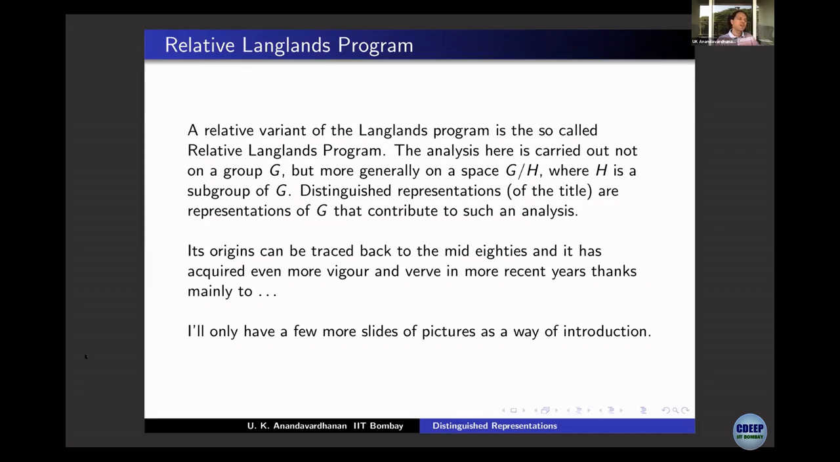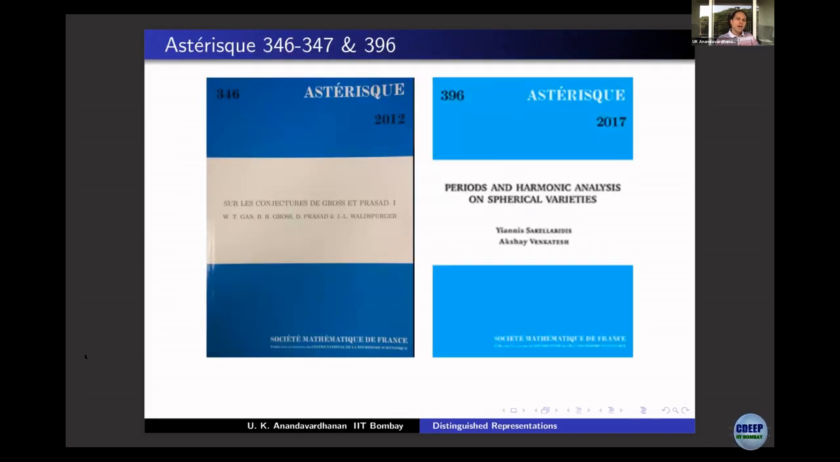I will only have a few more slides of pictures. Already I had Harish-Chandra, Ramanujan, and Robert Langlands. I will have a few more slides of pictures as a way of introduction, and I will get to part 2 of my talk. So Asterisque is not quite a journal. I mean, it is a journal, but it publishes not small papers, but actually research monographs.